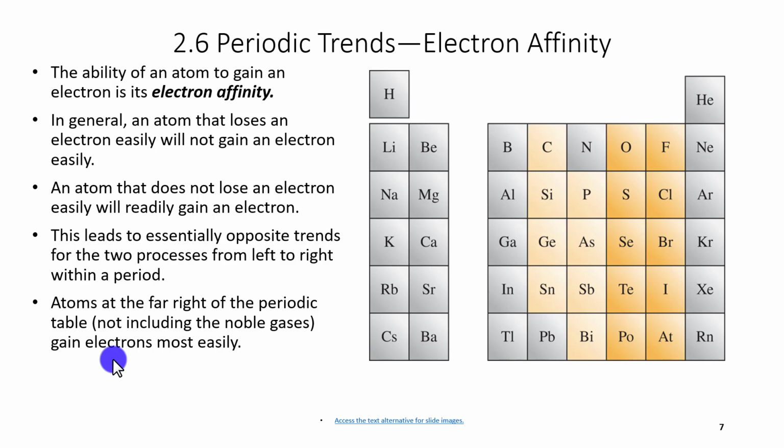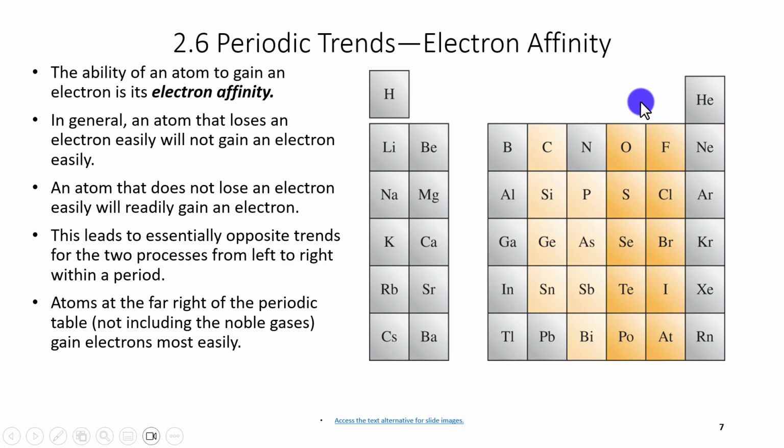And the last periodic trend we're going to talk about in chapter 2 is electron affinity. The electron affinity is the ability of an atom to attract an electron, to gain that electron. How easy it is for an atom of an element to gain an electron. Now, if you think about it, if an atom loses an electron easily, it will not want that electron back, and vice versa. If they don't want to give up the electron, they will readily gain it.